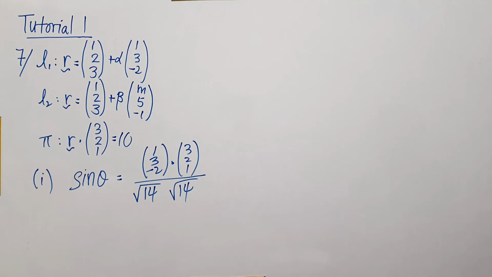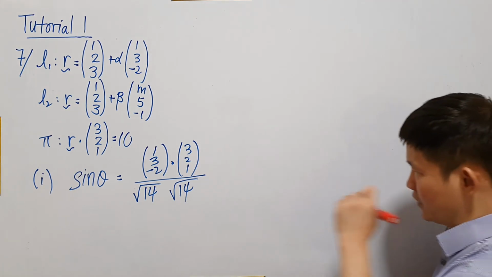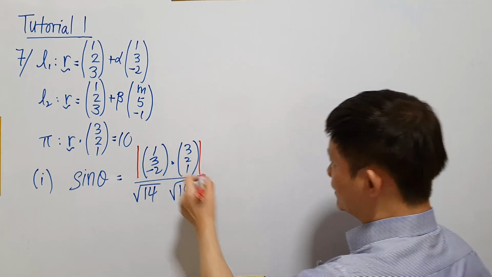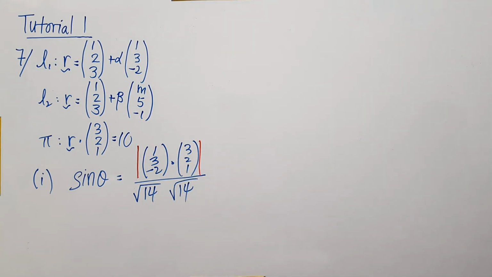As I told you also in the earlier lessons, to find the angle between a line and a plane, by default it must be the acute angle. So in order to get the acute angle, you must always take the modulus, right? Just make sure that you get the acute angle. Now I'm going to perform the arithmetic.